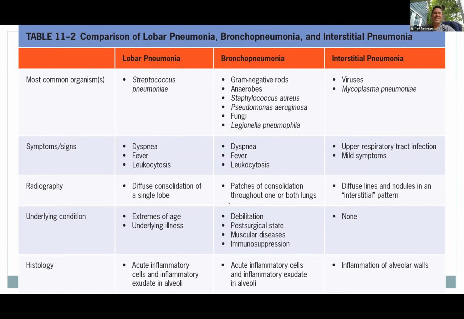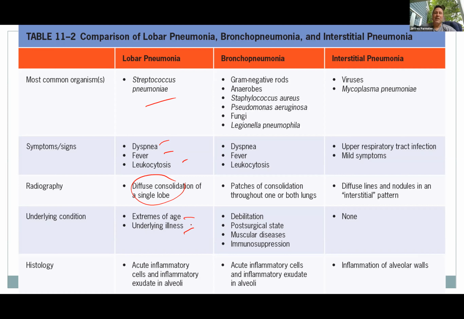You can see that. Lobar, remember Streptococcus. So you're going to have difficulty breathing, fever, lots of white blood cells. This one you're going to see in a single lobe. You can tell in an X-ray looking at that. Underlying condition, sure, very, very elderly or very young. Underlying illness, so you're not moving around as much, you're more likely to get this.